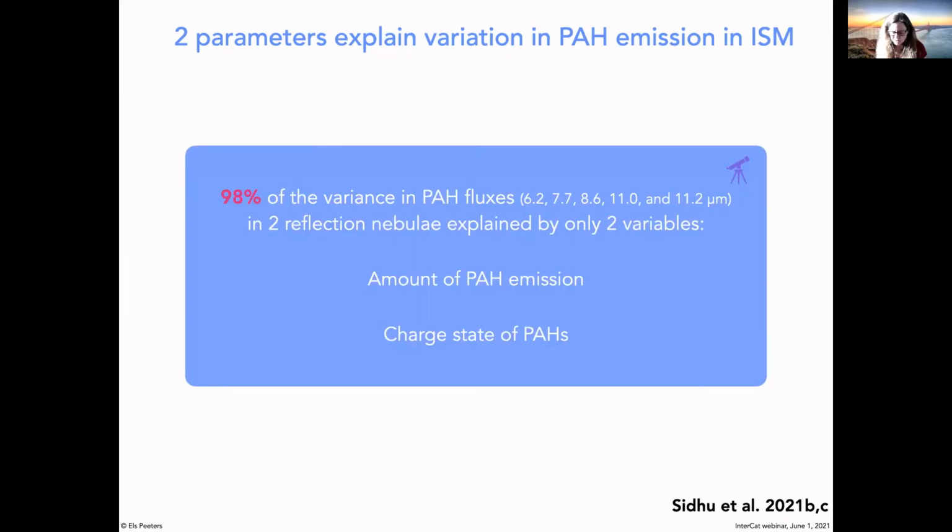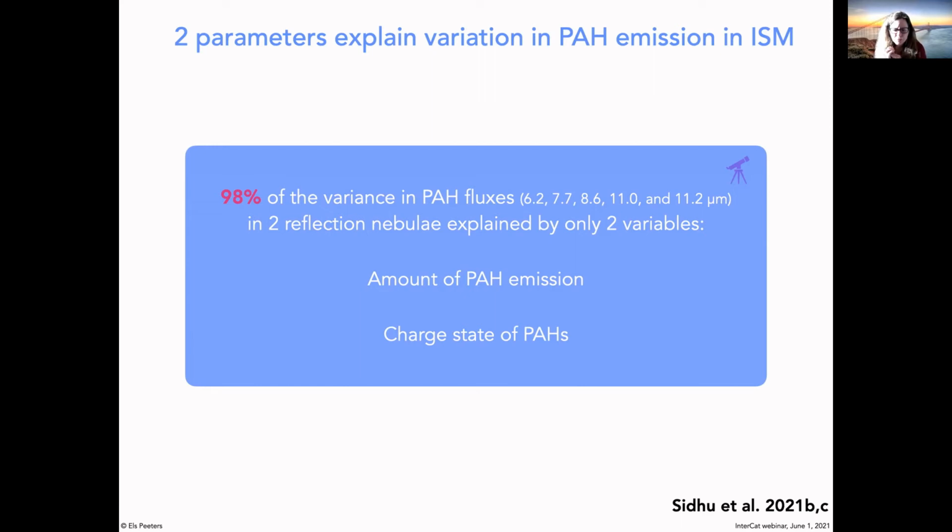What is surprising, though, from this PCA analysis is that we have 2 parameters, so 2 principal components, the total amount of PAH emission and the charge state of PAH. And those 2 alone explain 98% of the variance in the fluxes that we are considering.